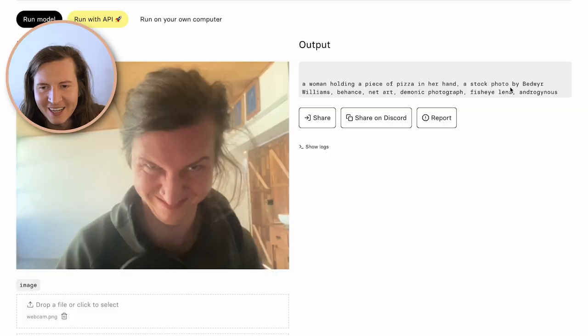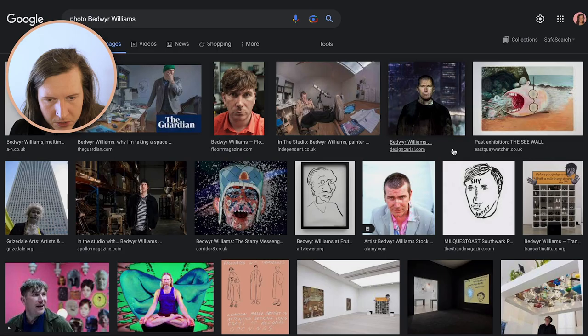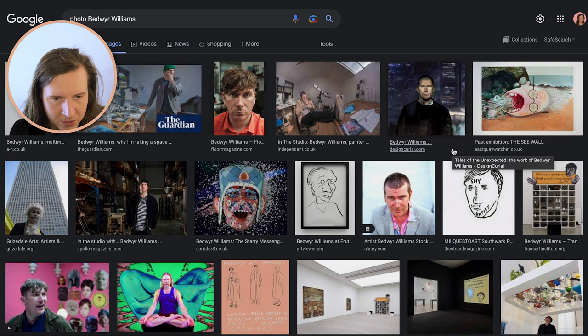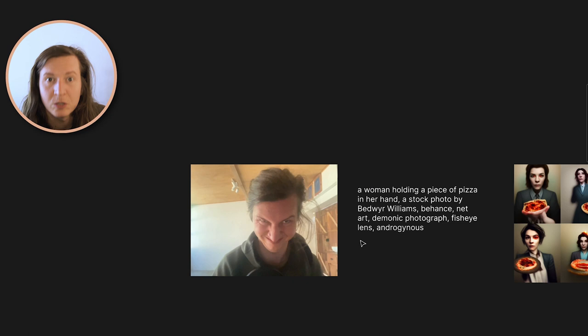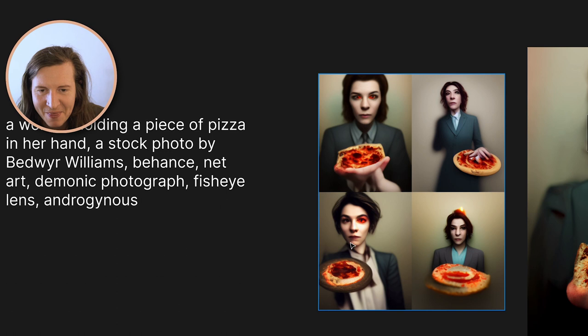Let's see what Bedwyr Williams is like. So we can see some of the works by Bedwyr Williams. I think maybe it's picked up a little bit on a pose like this. So, of course, I went into Midjourney and decided to create this woman holding a piece of pizza, this androgynous woman. And this is what it has outputted.